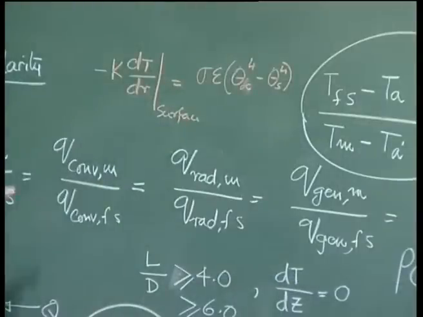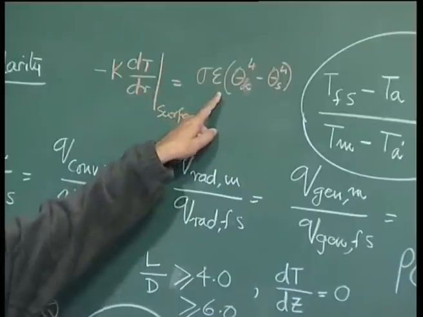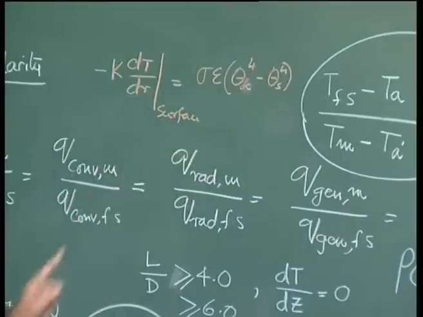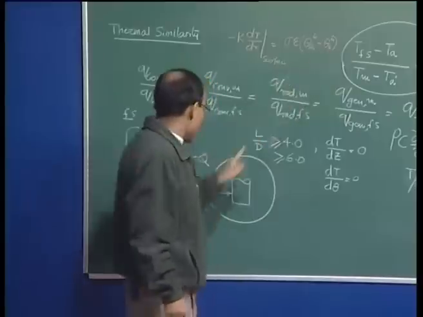So, this is the famous expression: sigma is the Stefan-Boltzmann constant, epsilon is the emissivity of the surface, theta infinity is the furnace temperature and theta s is the surface temperature.